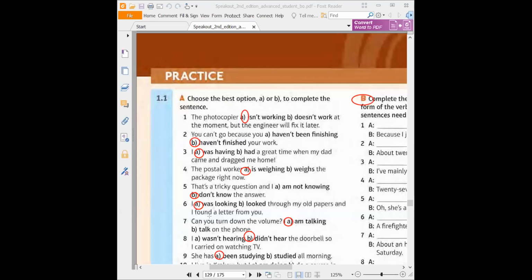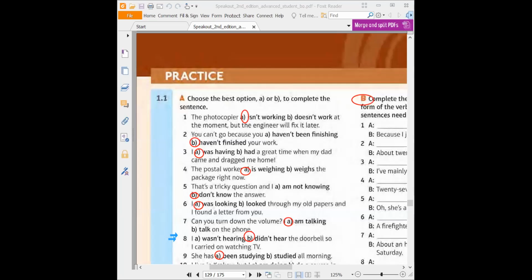Are you done with the answers here, so I can scroll down for 10? Yeah, but Mr., I have a question, can I? Sure, sure. Can you explain to us why we chose B in the 8th question? I didn't hear. The 8th question? Yes. Okay, 8: I wasn't hearing, or I didn't hear the doorbell, so I carried on watching. Right.